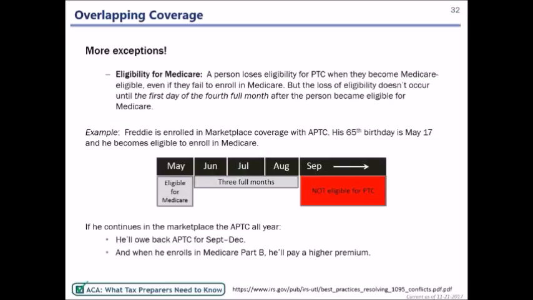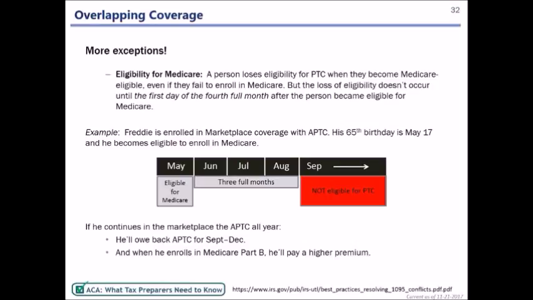More exceptions. If someone is eligible for Medicare, they lose premium tax credits even if they fail to enroll in Medicare. So just becoming eligible can cause a loss of eligibility for premium tax credits. But the loss of eligibility for PTC doesn't occur until the first day of the 4th full month after the person became eligible for Medicare. This is where I said you don't need to memorize all of this.